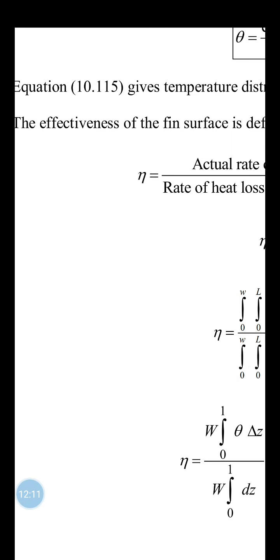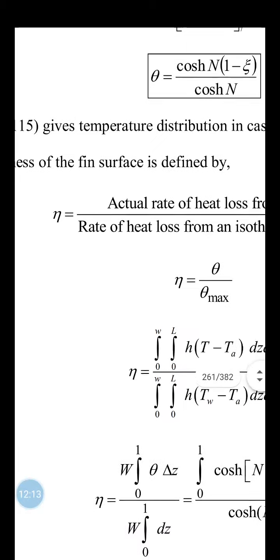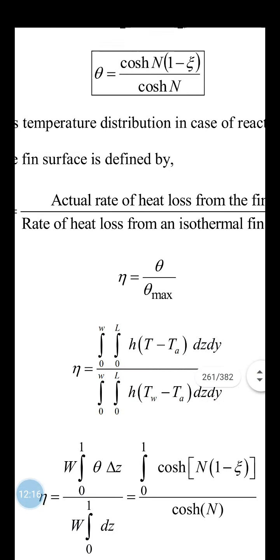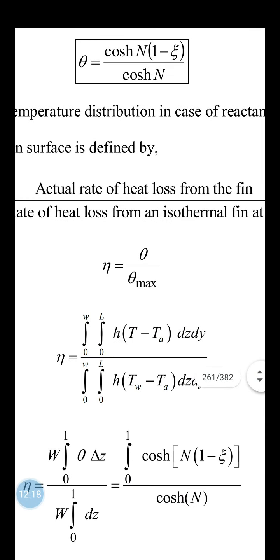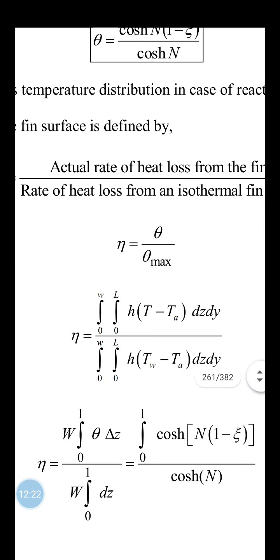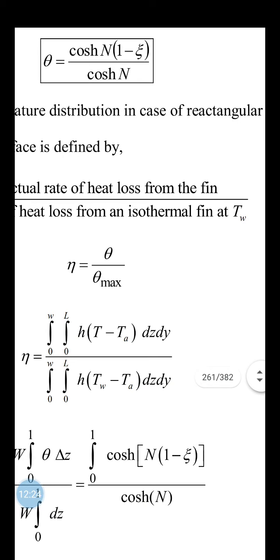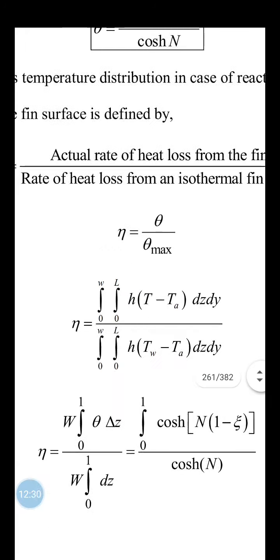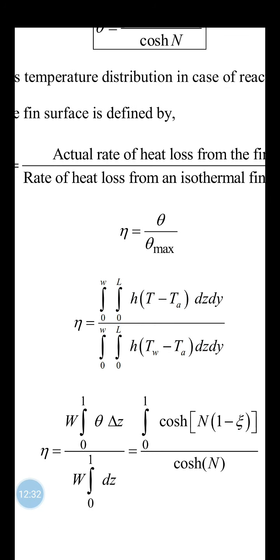So eta is called the effectiveness of the fin, and it is found by the ratio of the actual rate of heat loss from the fin, that is, what actual heat loss is occurring from the fin, to the rate of heat loss from an isothermal fin. That means if the temperature of the fin remains constant, what will be the heat loss? That ratio is called the effectiveness. Eta is equal to theta by theta max.